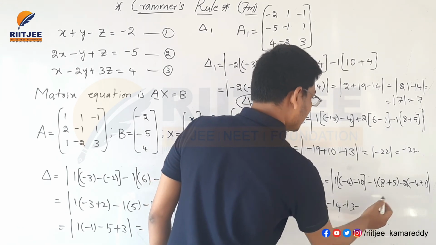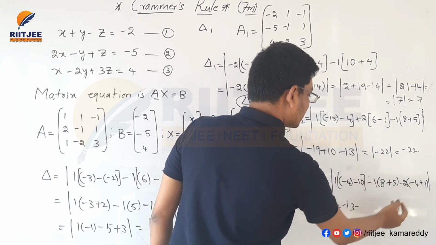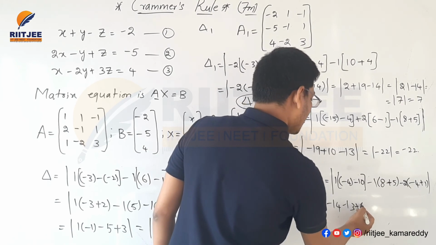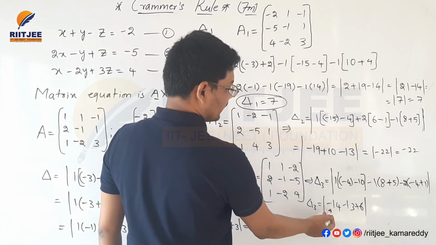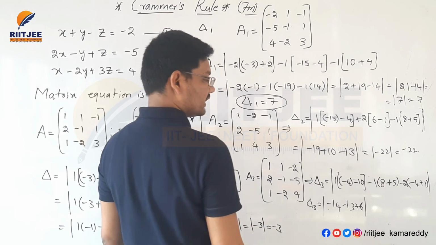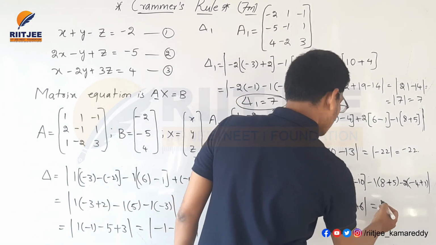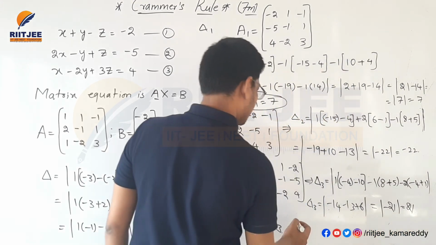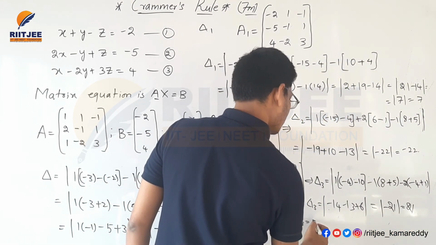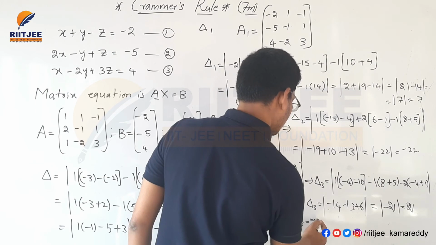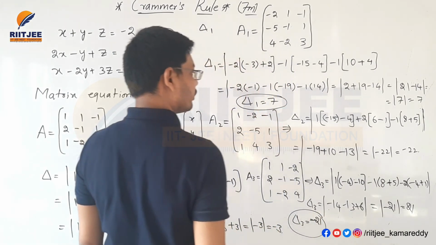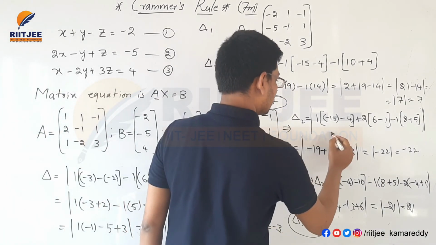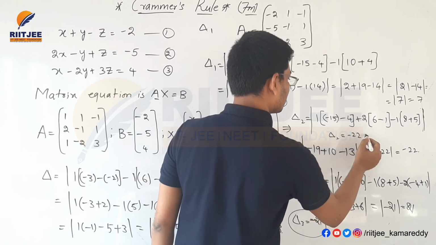Next, 8 plus 5 is -13. Next, -2 into plus 3 will become plus 6 here. -13 -14 is -27, -27 plus 6 is -21. Here we got delta 3 is equal to -21. Here delta 2 we got -22. Delta 2 is equal to -22.